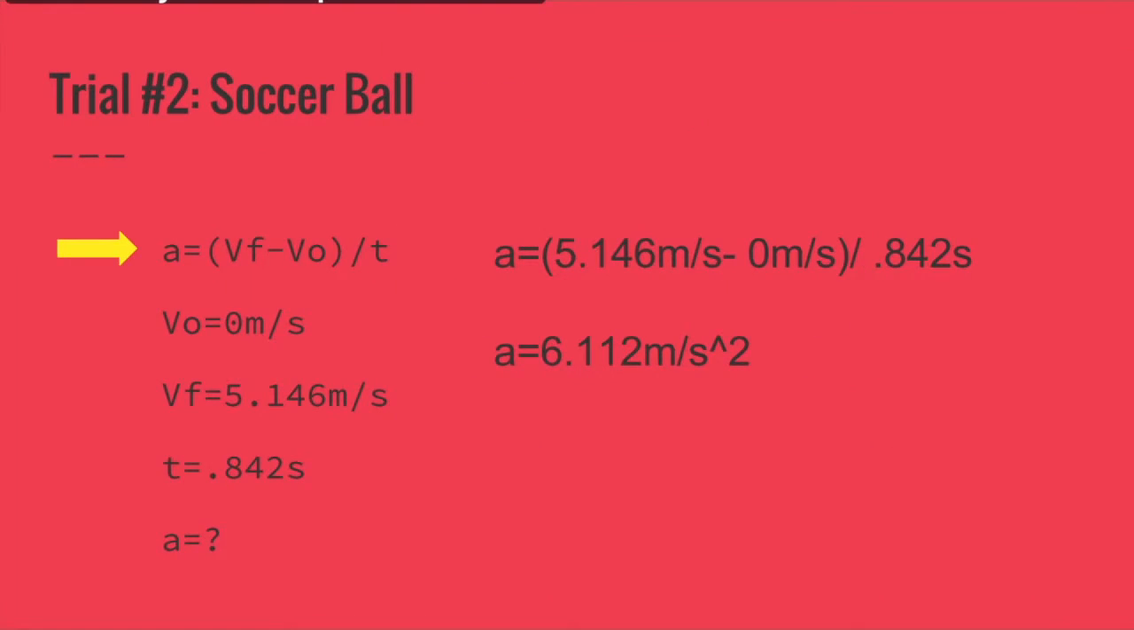So we're going to be finding the acceleration of the soccer ball, so we're going to use the equation the final velocity minus the initial velocity divided by time. Our initial velocity is 0 meters per second, our final velocity is 5.146 meters per second, and our time is 0.842 seconds. So we did 5.146 meters per second minus 0 meters per second divided by 0.842 seconds. And we got 6.112 meters per second squared.